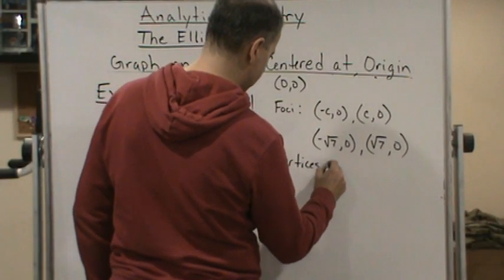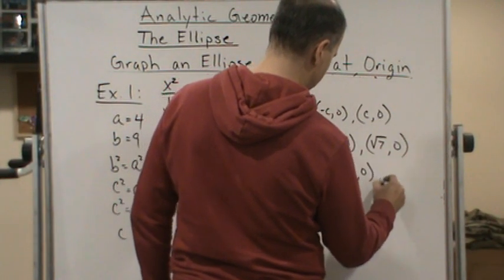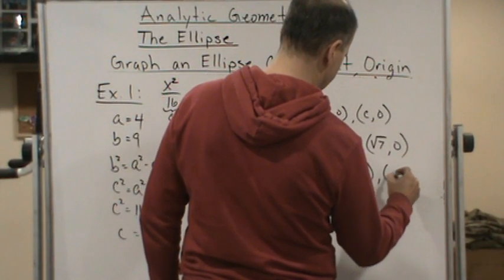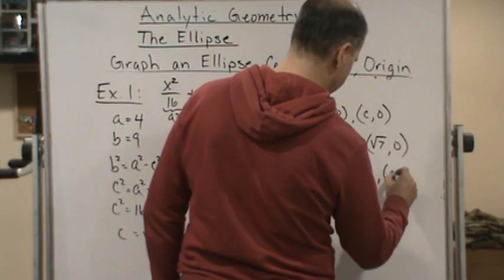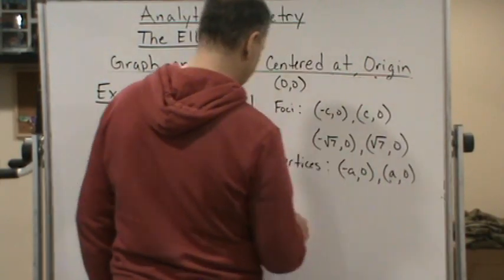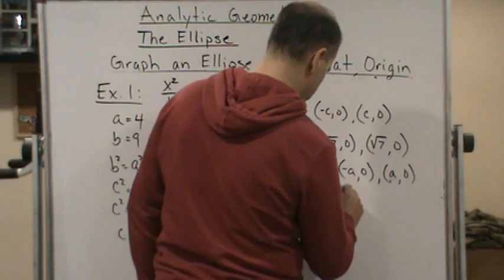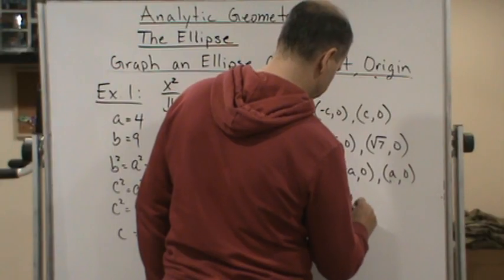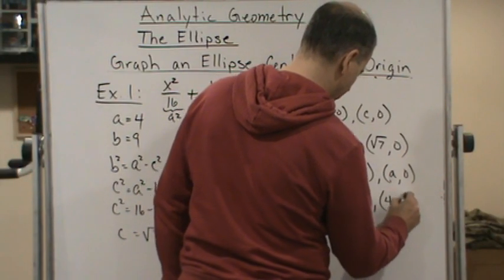Now what about the vertices? Now remember the vertices are at what? Negative a comma 0 and, not b, positive a comma 0. And a again is 4. So we know that it's going to be at negative 4 comma 0 and at positive 4 comma 0.